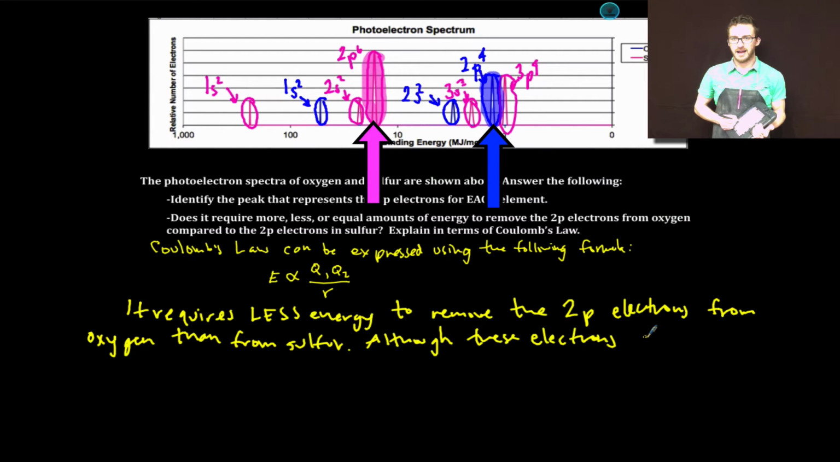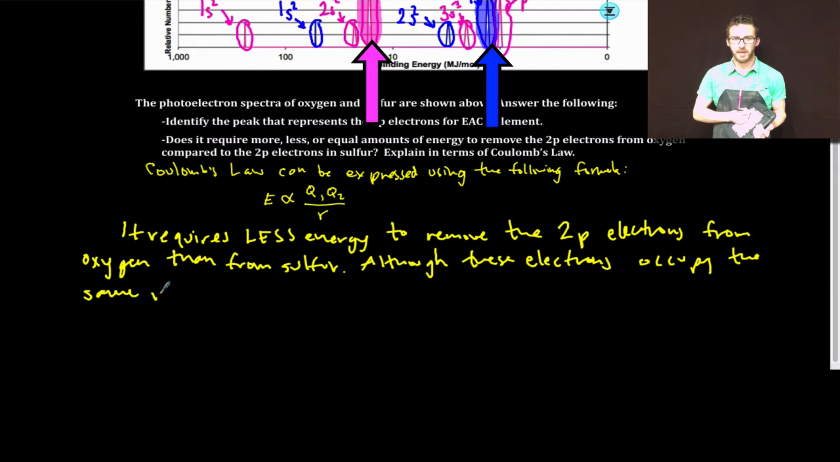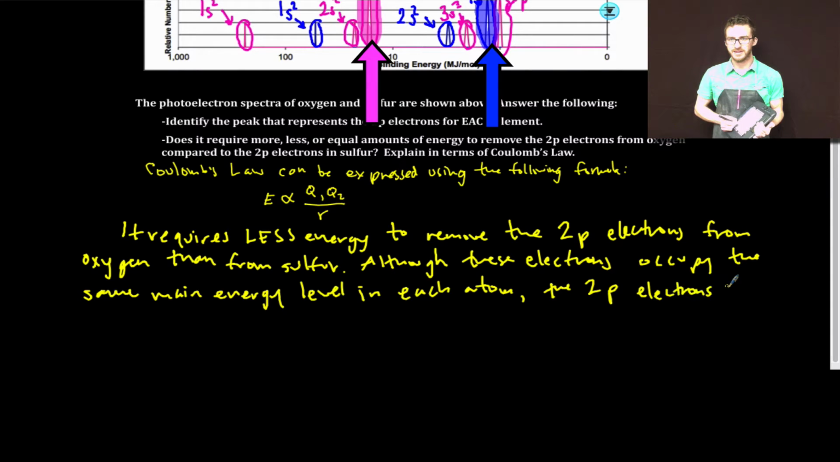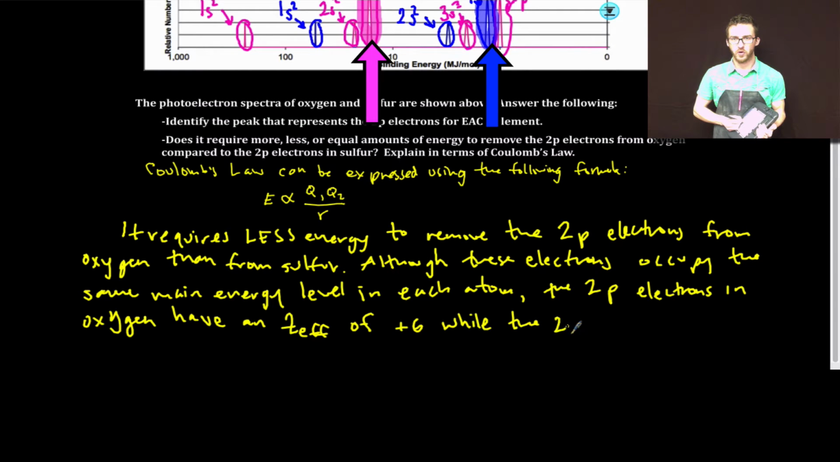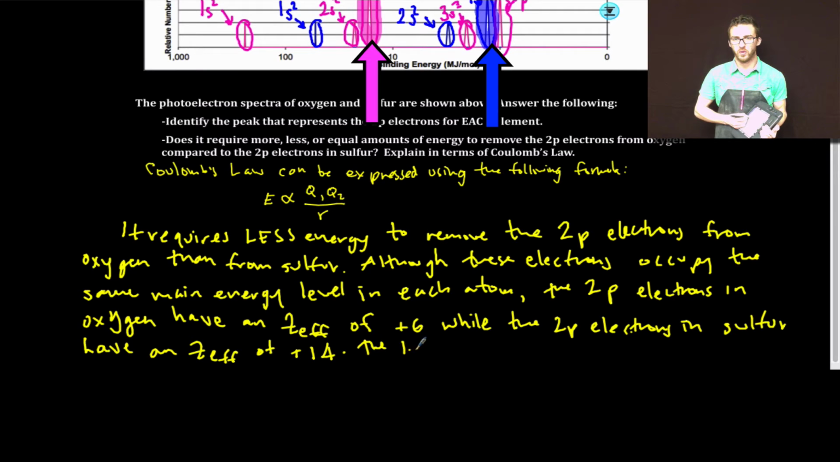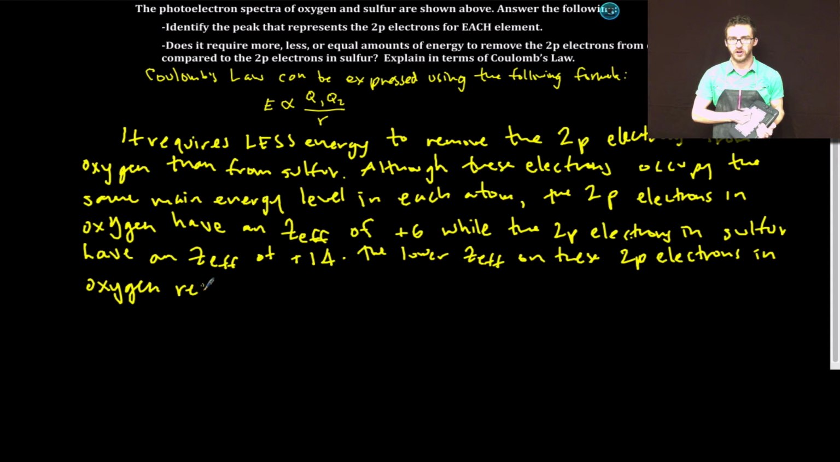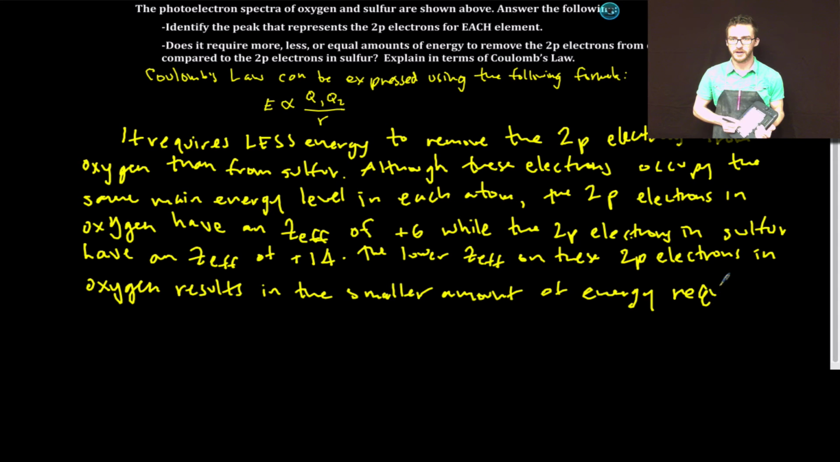Although these electrons occupy the same main energy level in each atom, so relative distance is about the same, the 2p electrons in oxygen have an effective core charge of +6, while the 2p electrons in sulfur have an effective core charge of +14. The lower Zeff on these 2p electrons in oxygen results in the smaller amount of energy required to remove them.